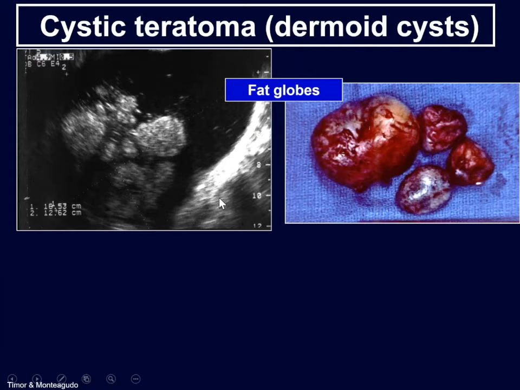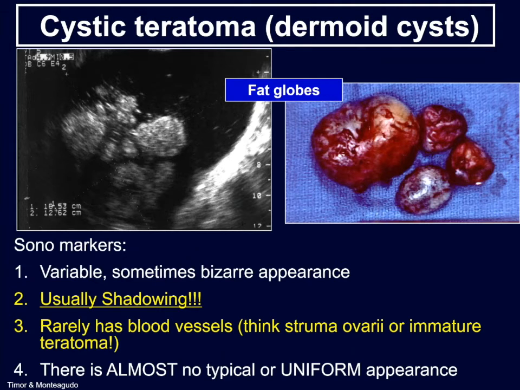Here is the cystic teratoma, also called dermoid cysts. And you see the sonography on the left with fat globules depicted on the right after the surgery. They have variable, sometimes bizarre appearances. They usually shadow, rarely have blood vessels in them. If you see blood vessels, think of struma ovarii or immature teratomas.